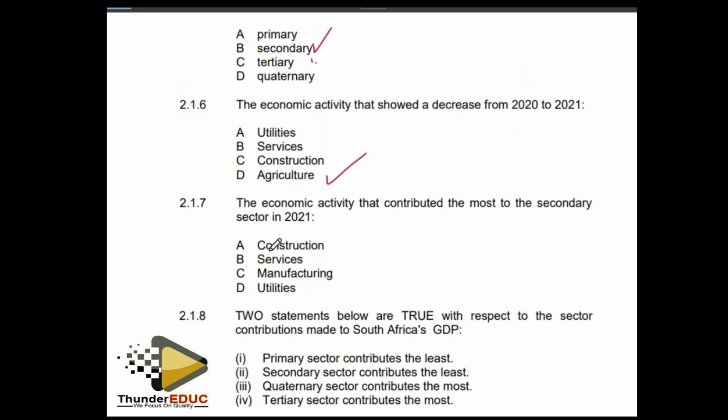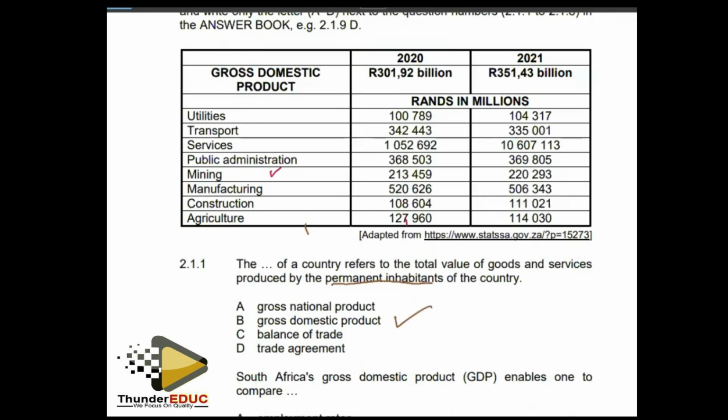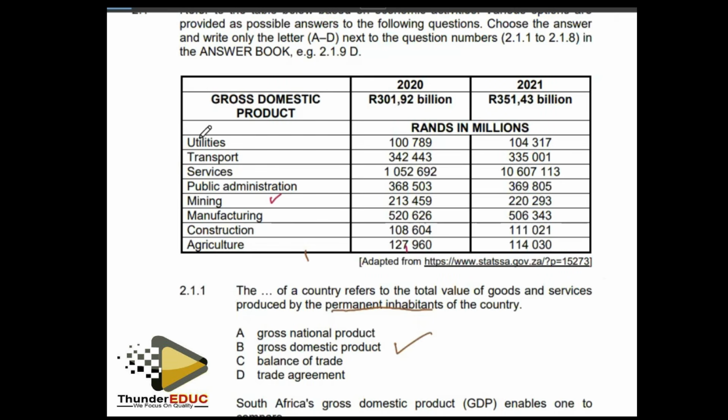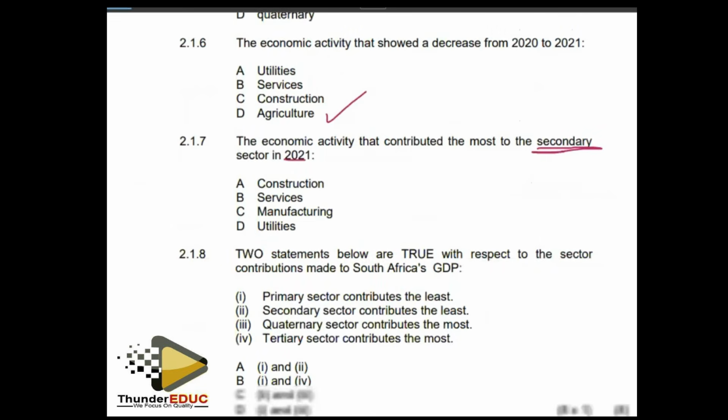2.7 says the economic activity that contributed most to the secondary sector. Secondary, but in which year? 2021. We go back to the graph. We look at 2021, but they want secondary. Which one is secondary? This is secondary. This is secondary. So if these two are secondary, which one contributed most? But we are looking at the year 2021. Is it manufacturing? So you find out that the answer is manufacturing.